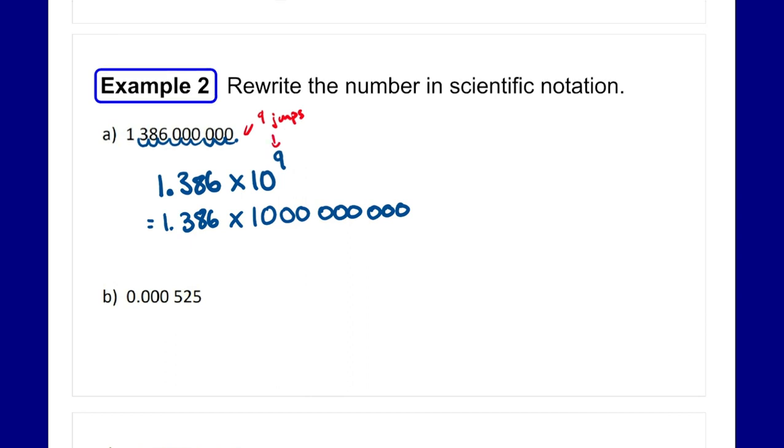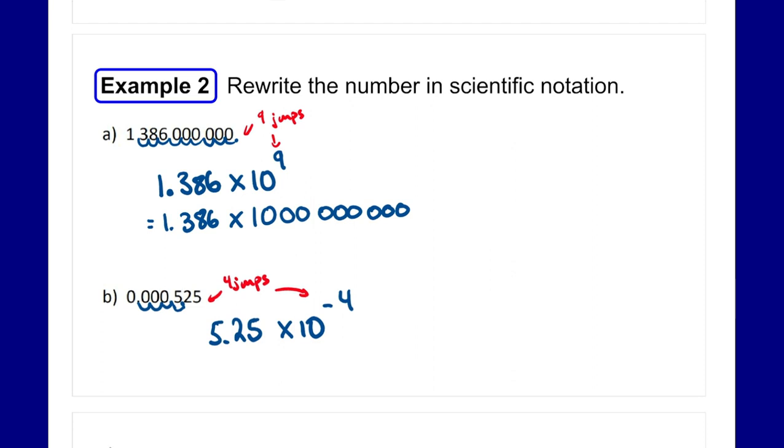For B, we're dealing with a small number, so the same idea. We still want to put the decimal after the first non-zero digit. So that would be after the 5. I'm going to multiply it by 10 raised to a power. And in this case, because I'm making a small number, it's actually going to be a negative exponent. The same idea applies. The exponent is going to be how many times I move the decimal place. So 1, 2, 3, 4. That makes it an exponent of negative 4. So 4 jumps here, which means it's a negative 4.